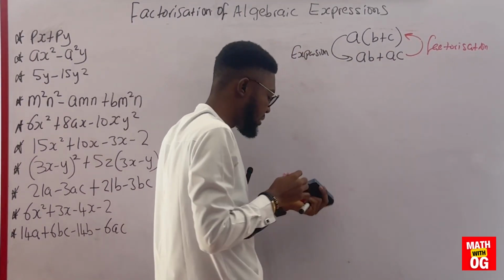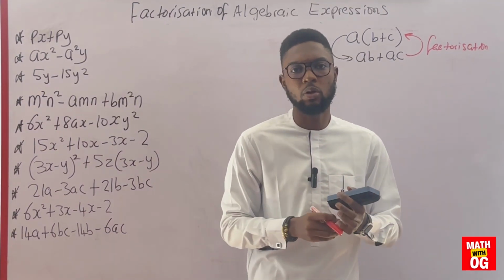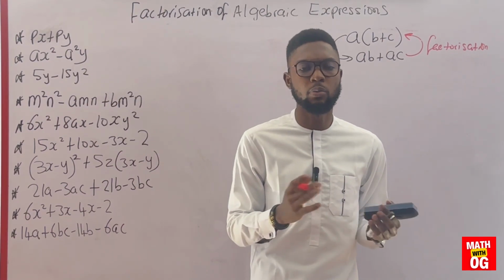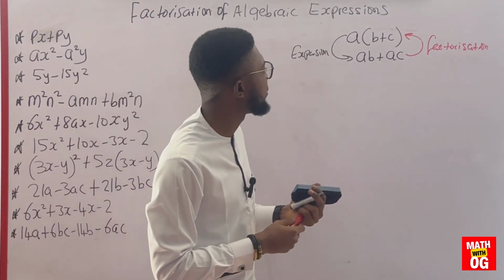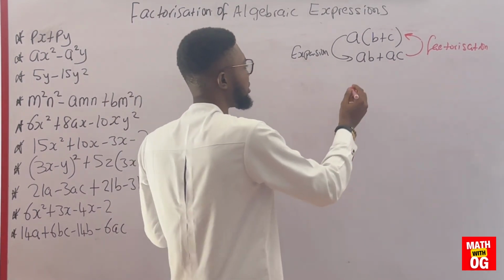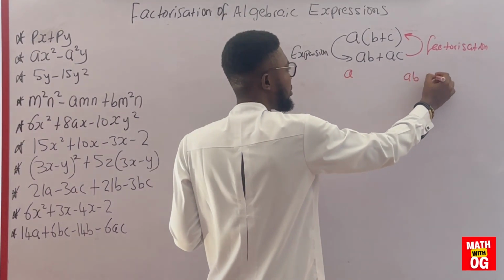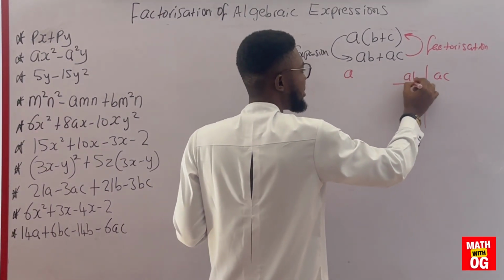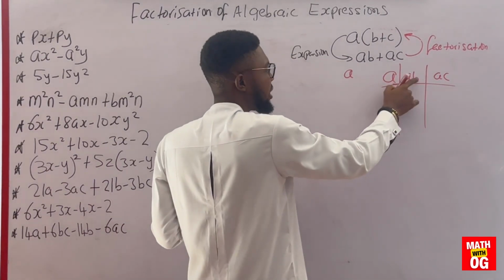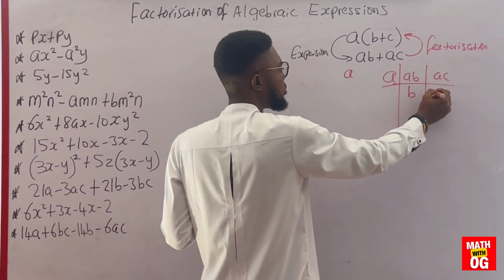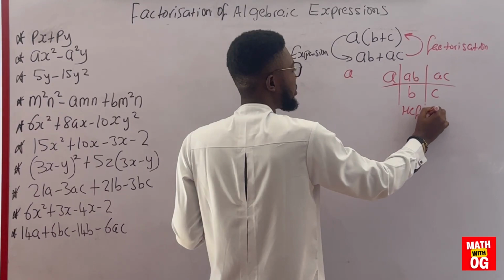You factorize by simply looking for the highest common factor of two terms. So when you look for the HCF of two terms, you bring it out to basically factorize. If I ask you what is the HCF of AB and AC, you will agree with me that the answer is A. You might want to use the tabular method of finding the HCF. And if you do that, what can go into these two is simply A. A will go into AB B times, A will go into AC C times. So the HCF is equal to A.